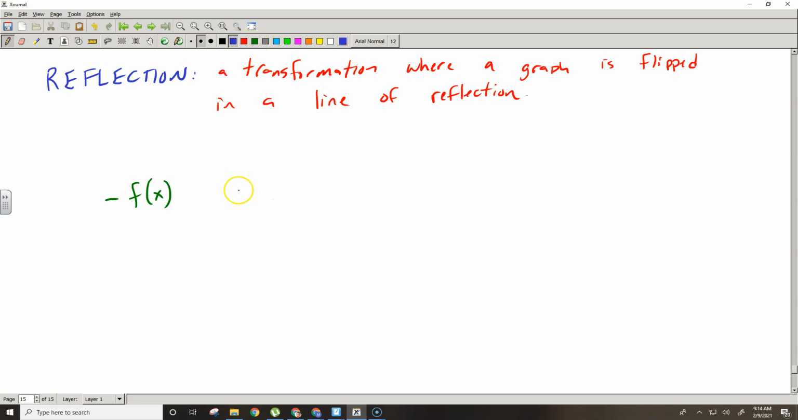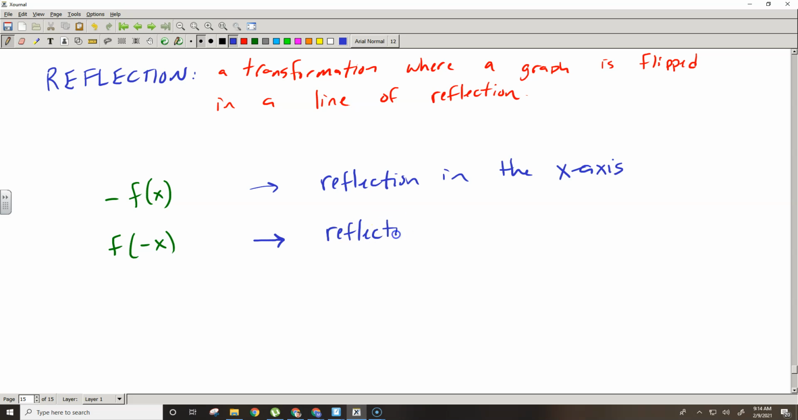So we're just going to write, here's the rule for that. This is going to be a reflection in the x-axis. And then the other one that we have is f of negative x. This should kind of look familiar with even and odd functions. So this is going to be a reflection in the y-axis. Okay, so those are our last two rules. We have these dilations, we have these reflections.